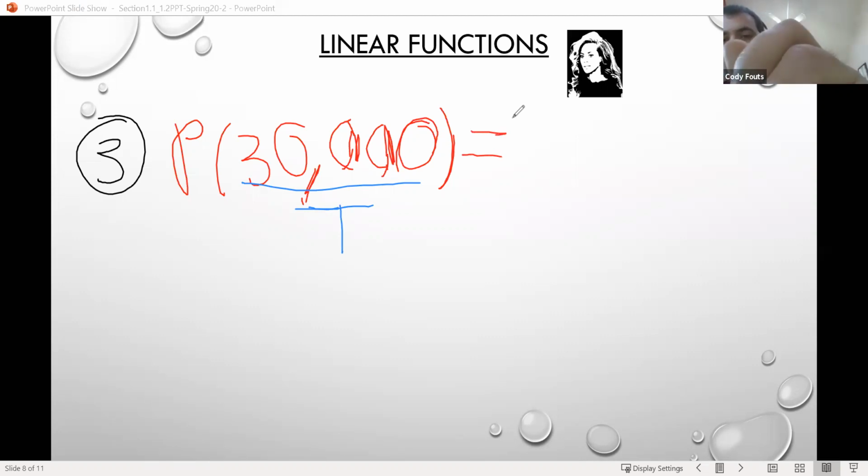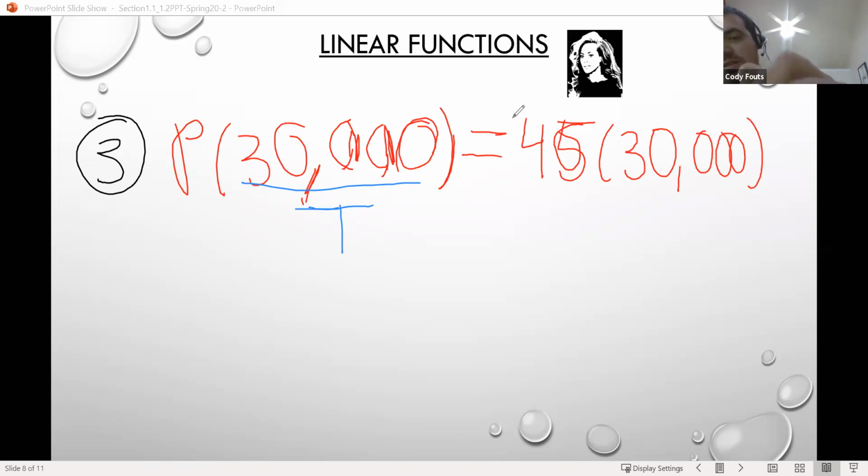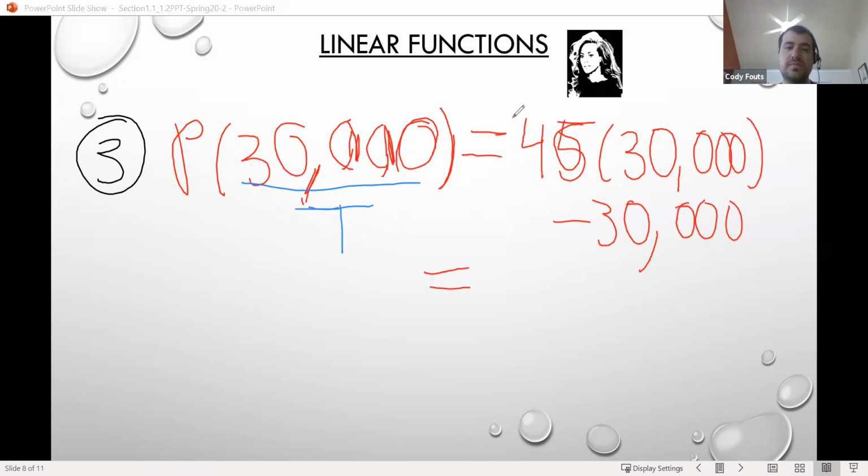So we'll have 45 times 30,000 minus 30,000. Okay, and recall when you do order of operations here, you need to multiply first before you subtract. So do 45 times 30,000 and subtract 30,000. And we end up with 1,320,000. And the problem reminds us to think about units.